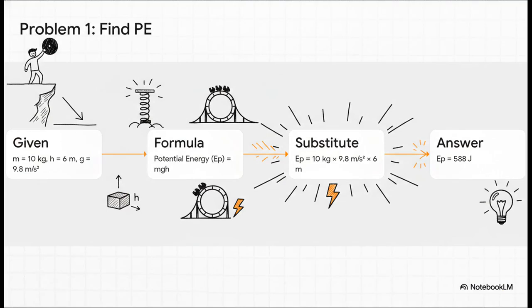The question is, find the energy of an object of mass 10 kilograms at a height of 6 meters. First, we write down what is given to us. Mass, m, is 10 kilograms, height, h, is 6 meters, and g is 9.8. Next, we select our formula, EP equals mgh. Now, we simply substitute the values, 10 multiplied by 9.8 multiplied by 6.